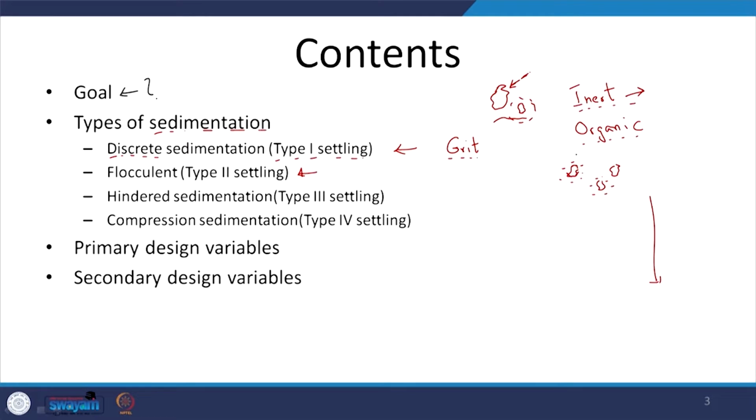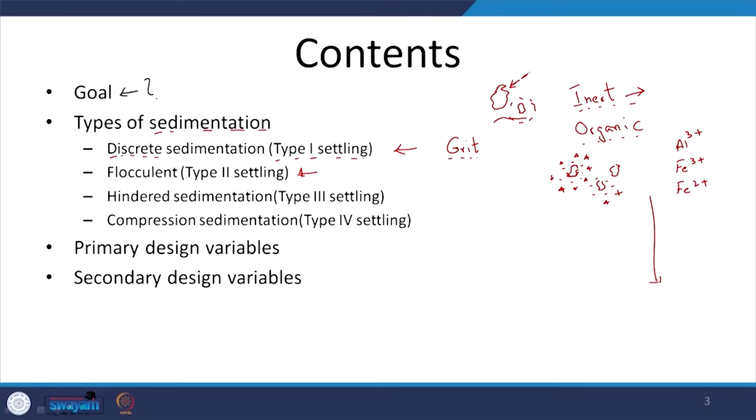So, you are going to add the opposing charge, which is a positive charge. I am going to add a coagulant, which can be Al3+, Fe3+, Fe2+. Now I am going to neutralize the charge on these colloids, so coagulation, and then these colloids come together and form flocks, and these flocks settle down. That is typically the case in flocculent settling.